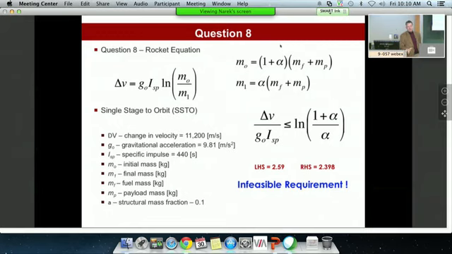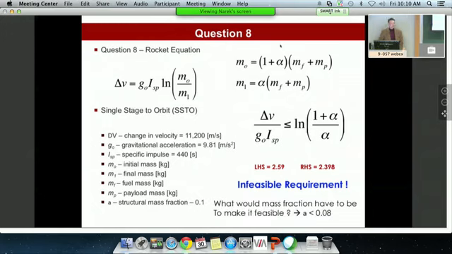This is an example of an infeasible requirement, okay? And I did this on purpose to show you that just because somebody writes a requirement down, it doesn't mean it's feasible, right? So I think many of you got this and were frustrated by it, but I want to show you a real project where this happened.